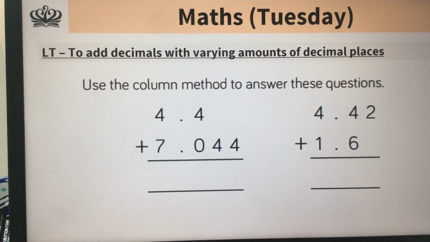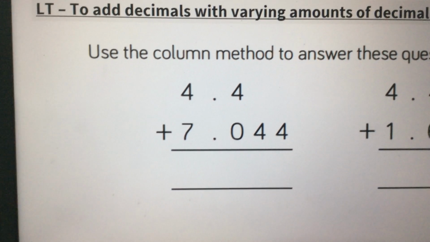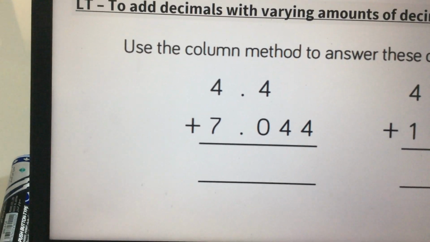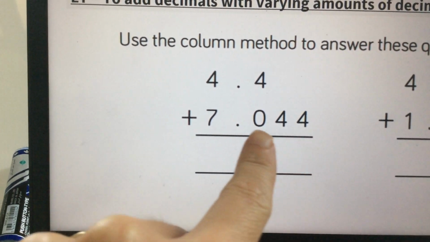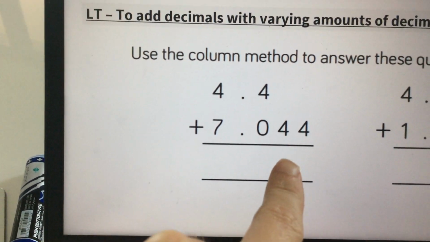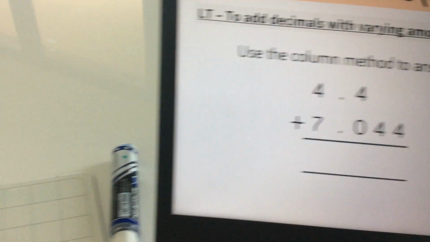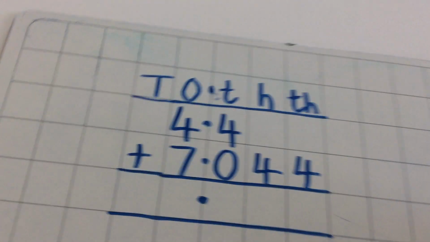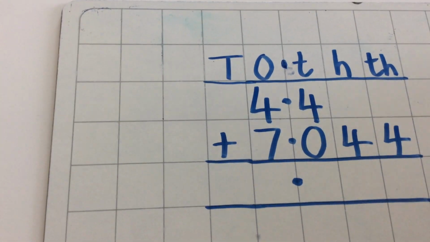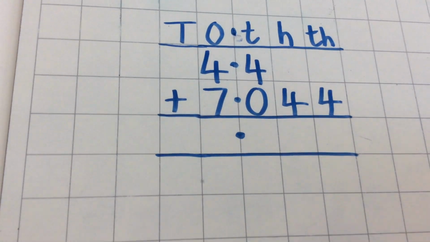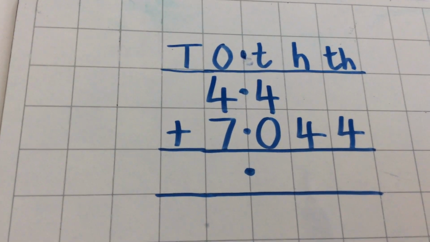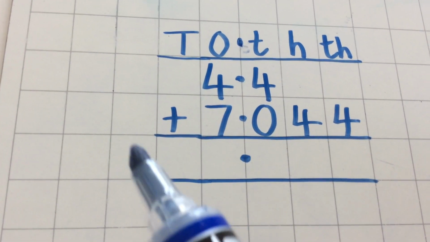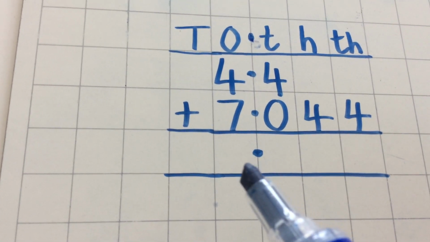Right, let's have a little look at this first one here, okay? Because as you can see, the two numbers that we're adding have different numbers of decimal places. So I've written this one out here, and I'm lucky because my whiteboard here has squares. Okay, now I've laid this out first. I've got my two numbers and I've got my add sign and I've put in my decimal points.